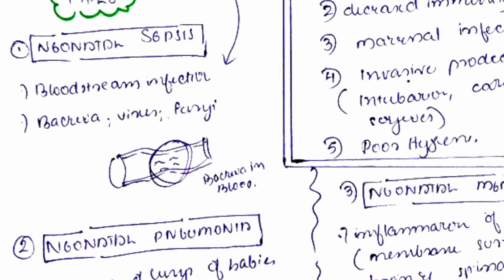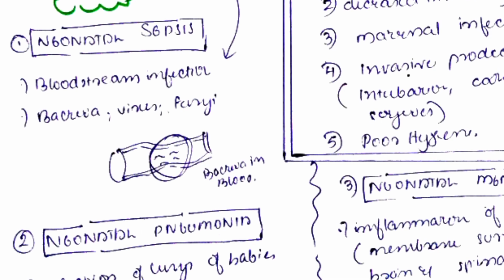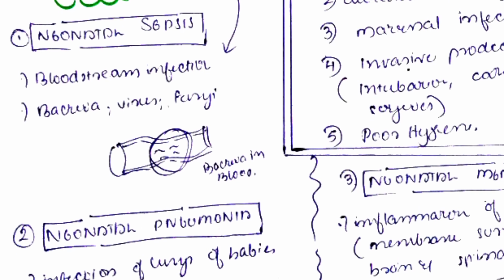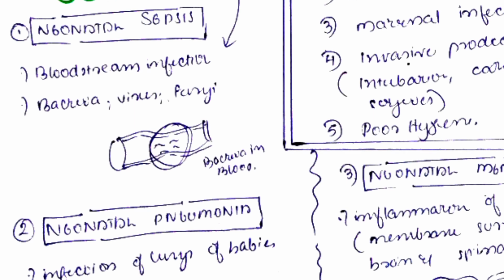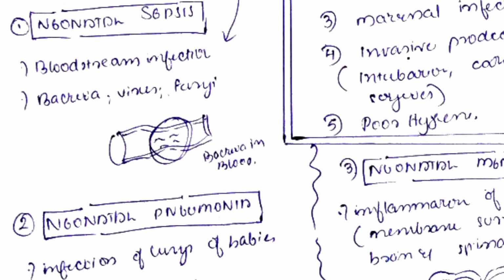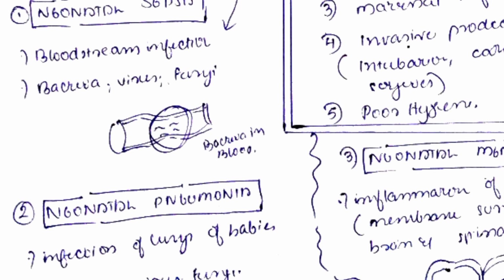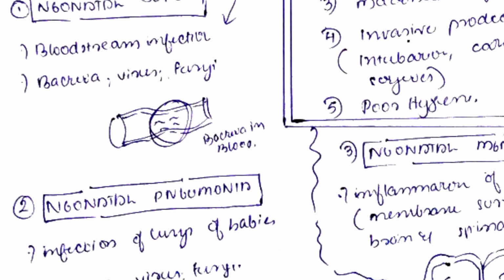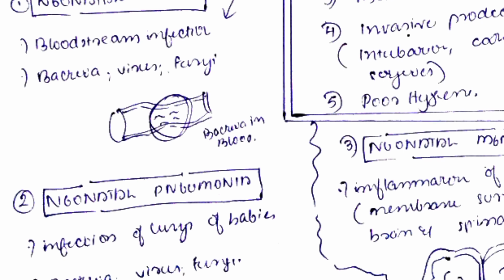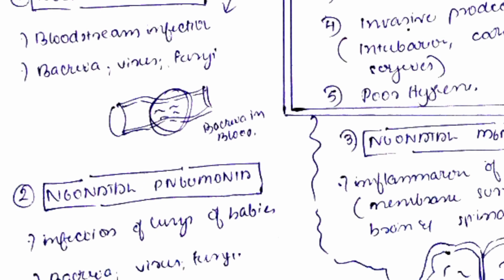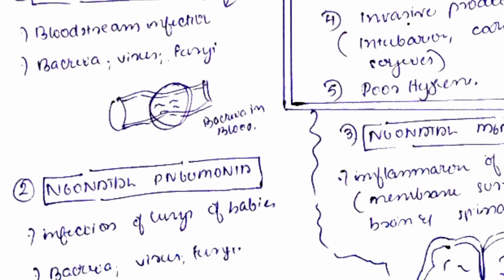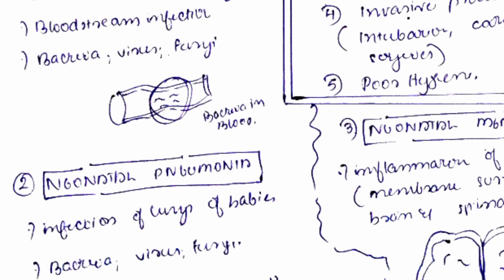We have already learned about pneumonia in our previous semesters: pneumonia is a condition causing inflammation of the lung parenchyma. In neonatal pneumonia, the same condition affects neonatal babies. Infection of the lungs of the babies is called neonatal pneumonia. This is also mainly caused by bacteria, viruses, and fungi.